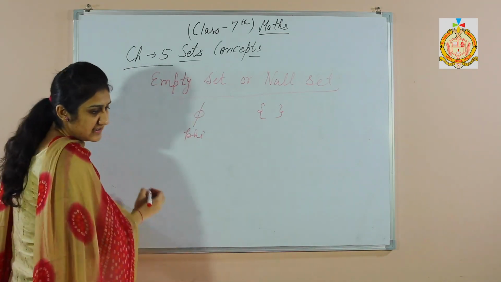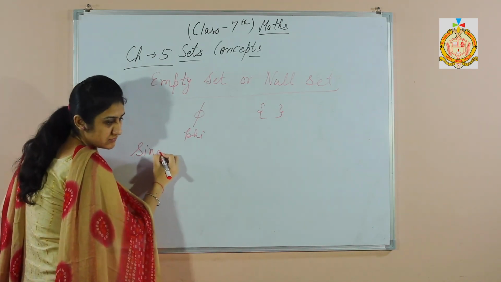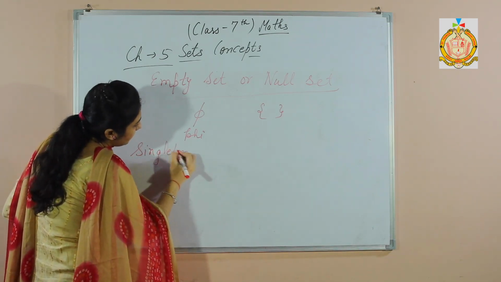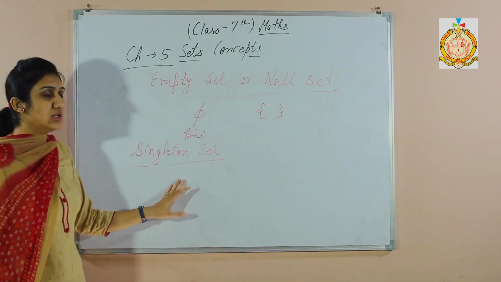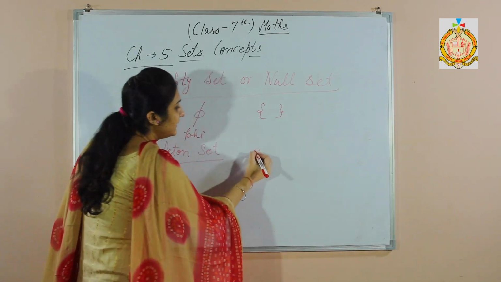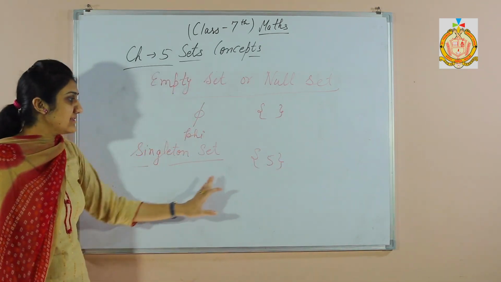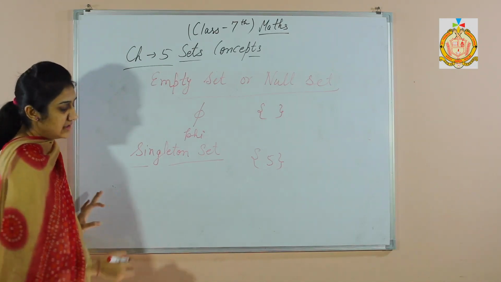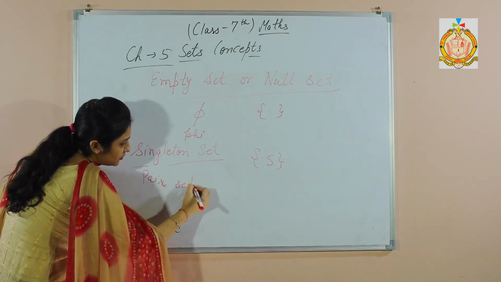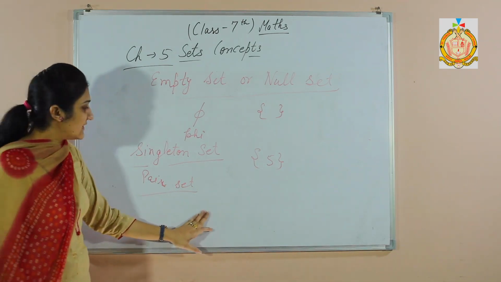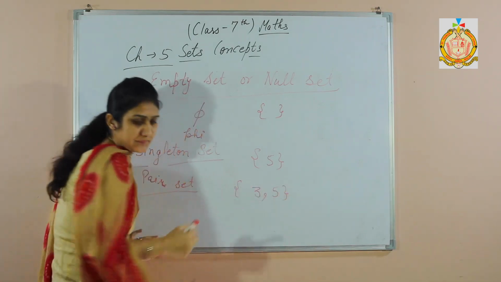Next one is singleton set. As the name suggests, it has only one element. For example, if I write {5}, only 5 is the element of this set, so it is an example of a singleton set. Pair set. Pair means 2. So if a set contains 2 elements, it is called a pair set.